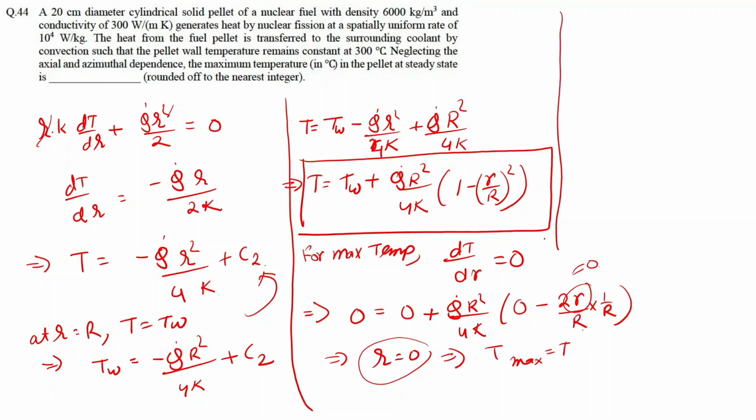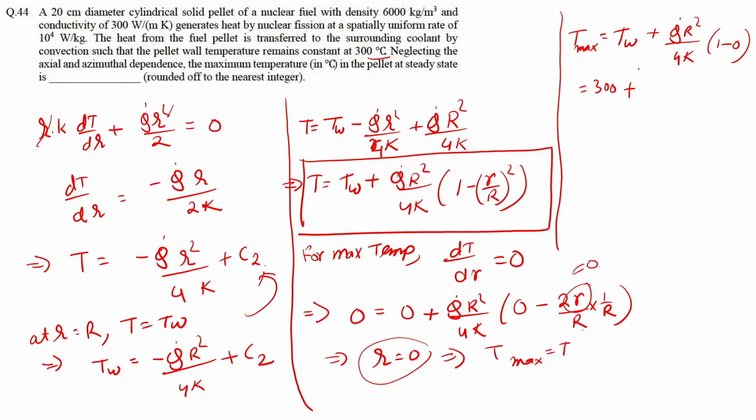So yes, we can put r equal to 0 in this equation, and we can get the T max as Tw plus Q dot r square upon 4k, times 1 minus 0. Now we can just replace all the values. The wall temperature we have been given as 300 degrees Celsius, plus Q dot we have been given as 10 raised to 4 watt per kg.